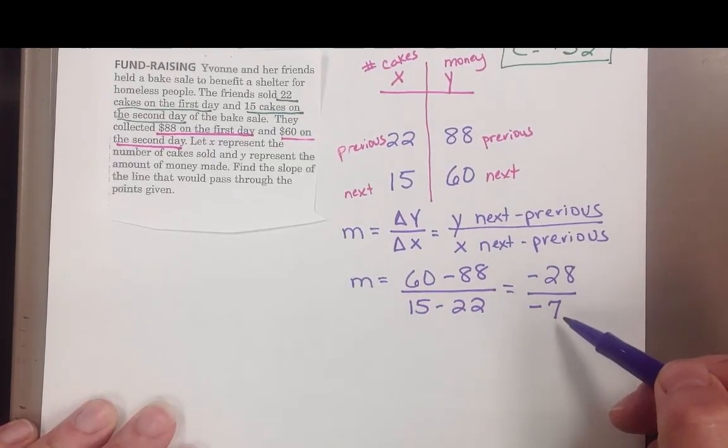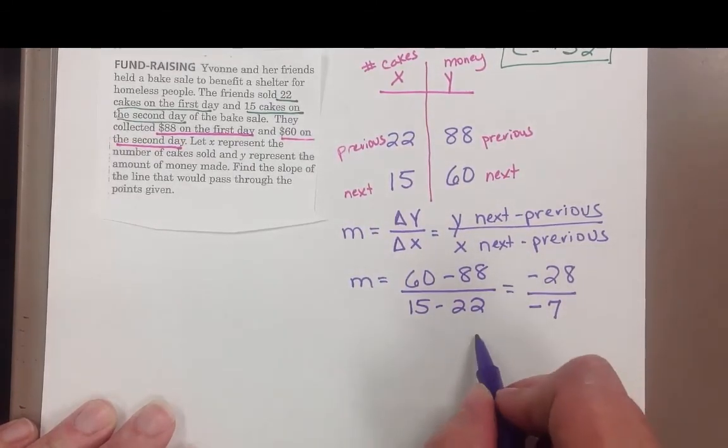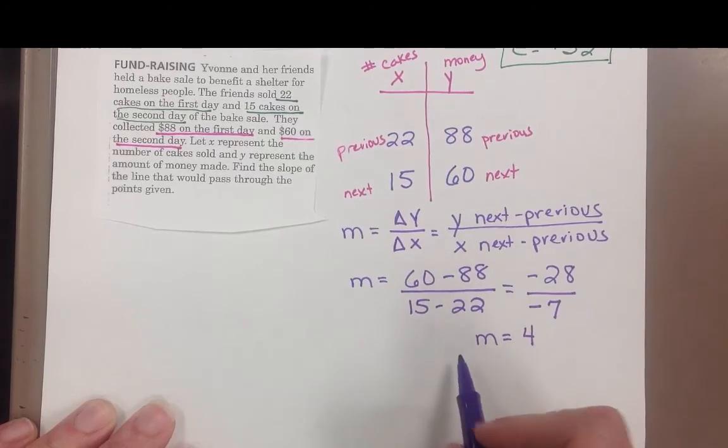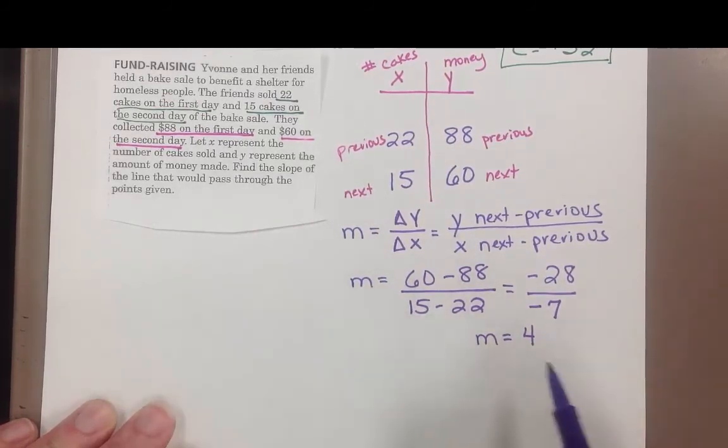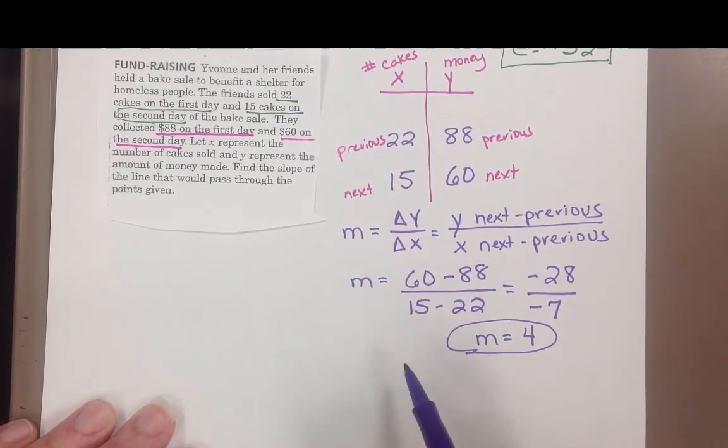A negative divided by a negative will give us a positive. How many 7s are in 28? 4. What is our slope, which is all we were asked to find? 4. So if I went further, I know that I would have y equals 4x plus our b, whatever it was, at size 0. But this is all I needed.